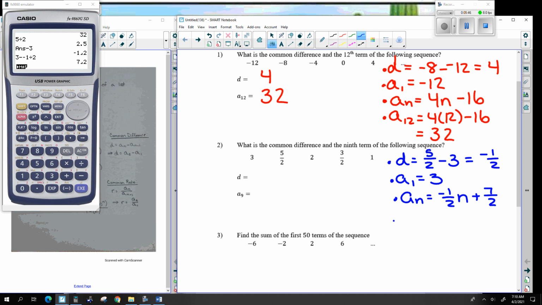What is the ninth number? Here's how I need to use parentheses. I need to be very conscientious about this. So the ninth number, plus 7 over 2, negative 1. There you go. So our common difference was negative 1/2, and the ninth number should be negative 1.